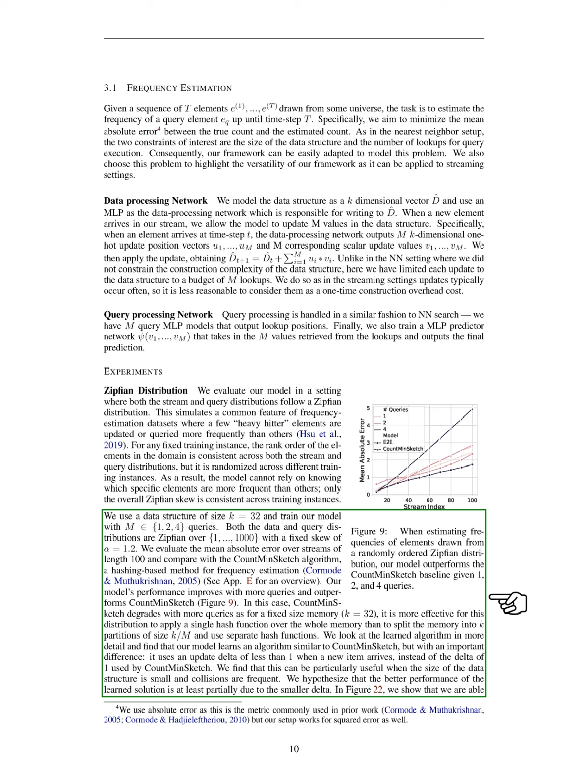Our model uses a smaller update value when new items arrive. This smaller update can be beneficial when the data structure is small and collisions are common. We believe this contributes to our model's improved performance.